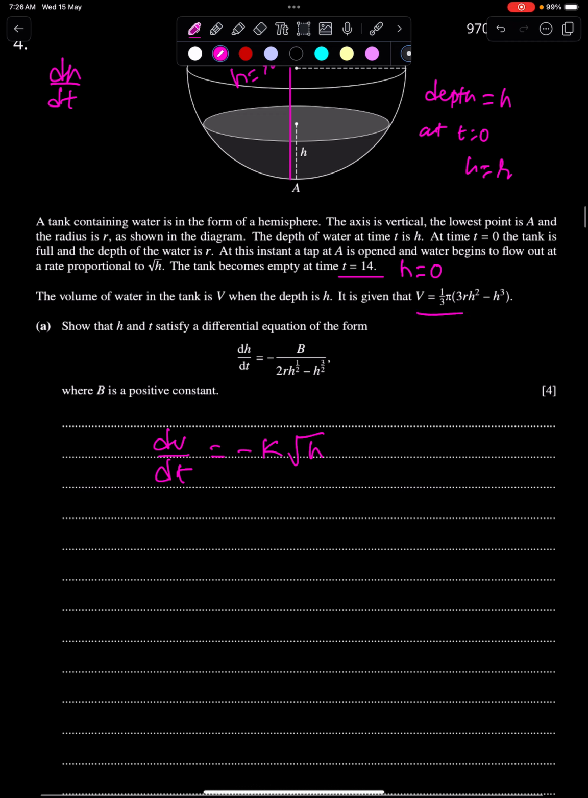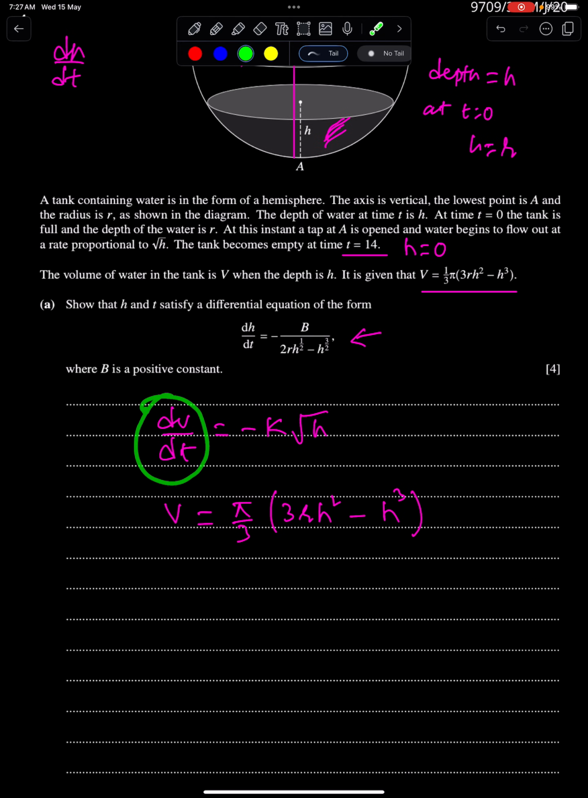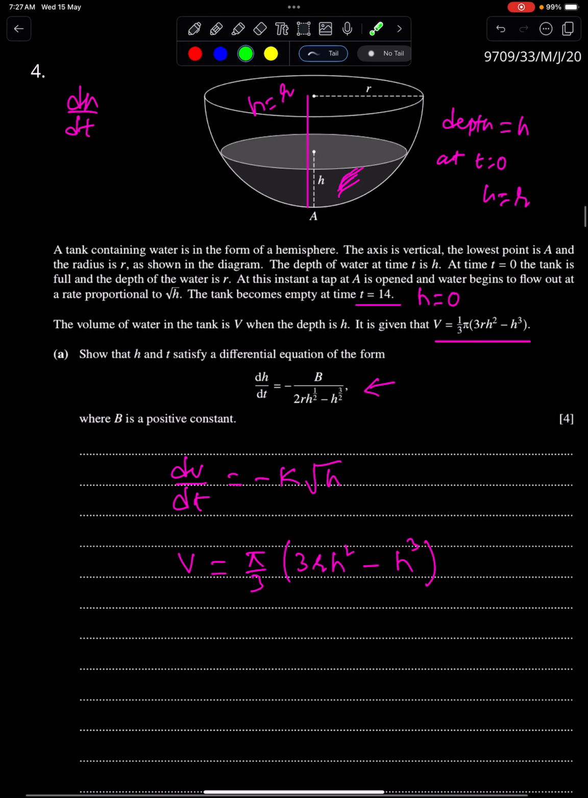This is the volume equation of this water. So just copy this here. Pi upon 3, 3r h square minus h cube. We have to prove this equation. See, there are two rates, dv upon dt and dh upon dt.